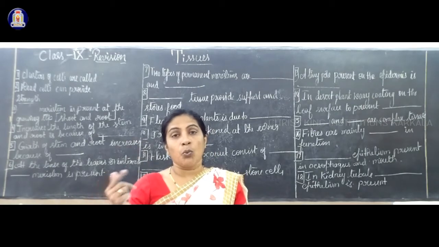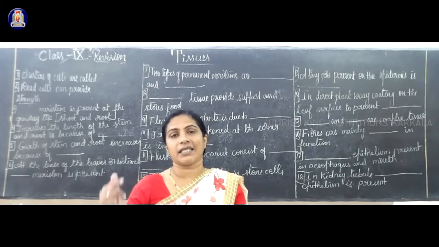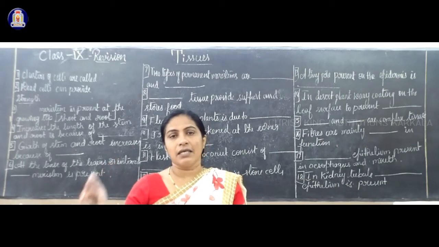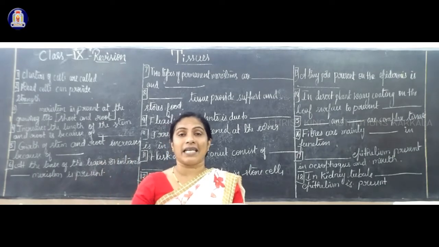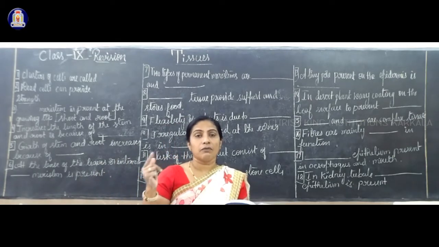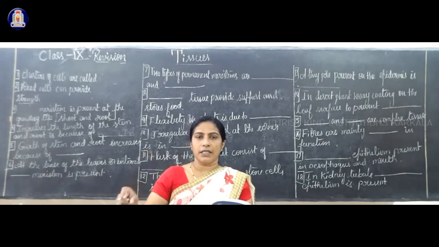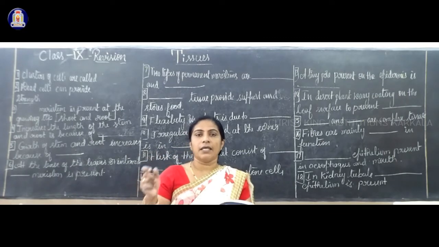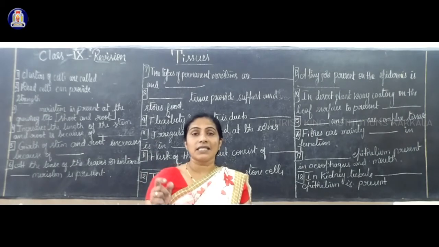Sometimes they'll ask which is incorrect among these. Which is incorrect among these? Related to squamous epithelia, the options they'll give, which is incorrect. Sometimes they'll give options like this: it is present in the kidney tubules, it is present in the duct, it is present in our stomach, etc. So that one which is incorrect.